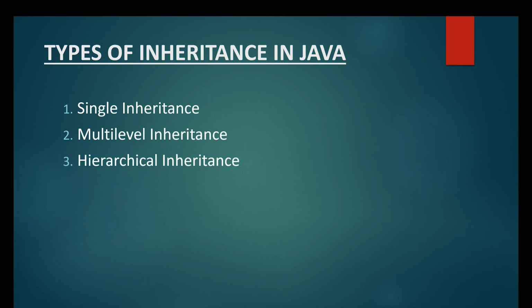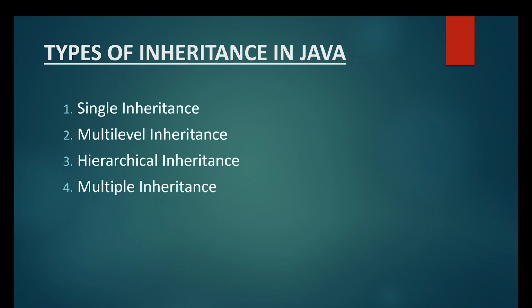Now, coming to the next type of inheritance, that is hierarchical inheritance. In hierarchical inheritance, you will have one superclass and you will have multiple subclasses associated with the same superclass. Let us say you have class A and then you have class B, class C. So class B will be extending class A and class C will also be extending class A, which means it's a hierarchical inheritance.